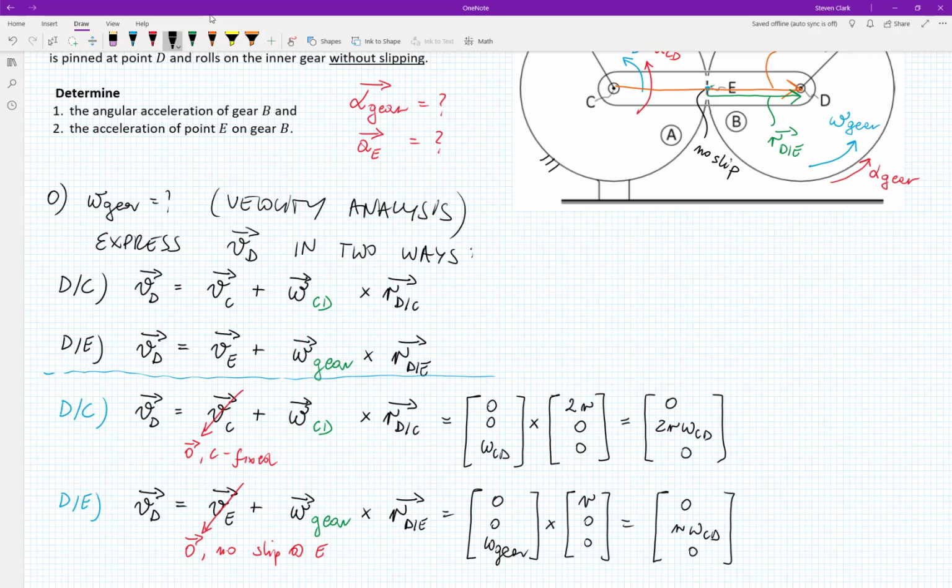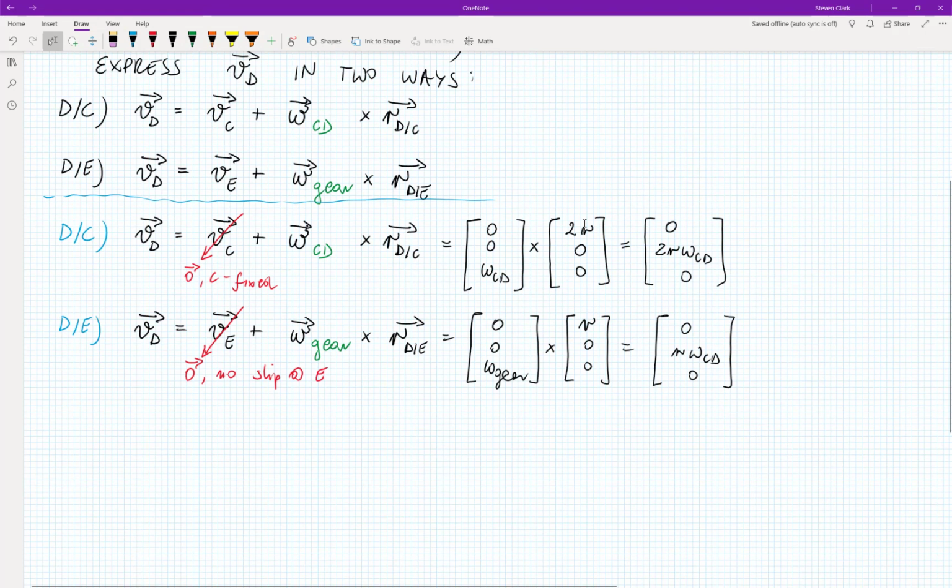Perfect. Okay, guys, so we expressed the velocity of point D in 2 different ways, but it's still the velocity of the same point. So I can write down VD is equal to VD. Yeah, this is a trivial equation, but that means that this vector must be equal to this vector.